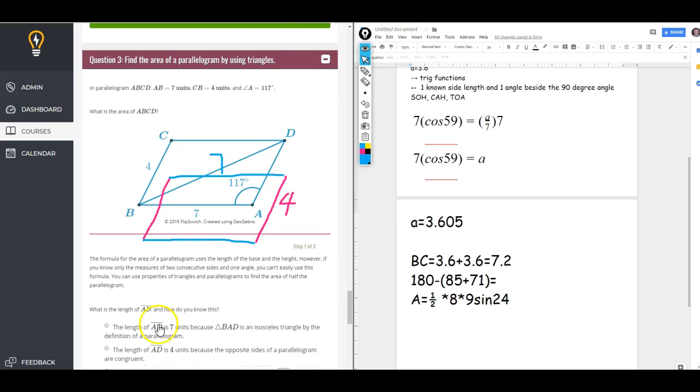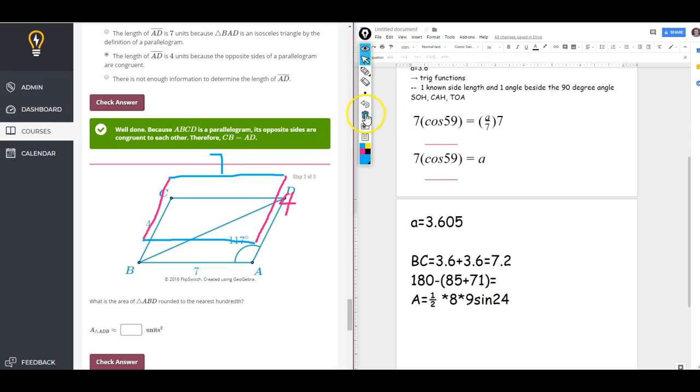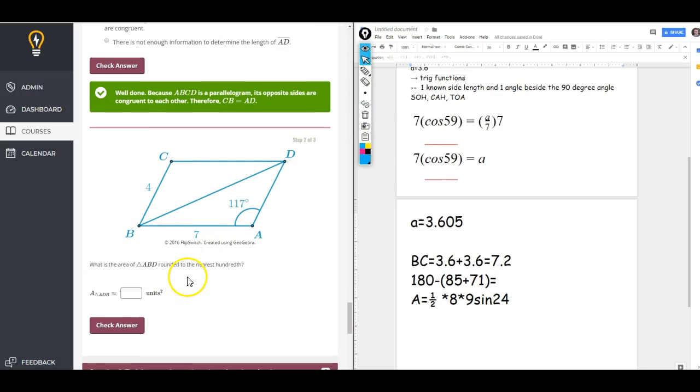So we would say that the length of segment AD is 4 units because the opposite sides of parallelograms are congruent. That is correct. And what is the area of triangle ABD right here, rounded to the nearest hundredth? I kind of fundamentally disagree with this step, because if you understand what this formula means, you would understand that the reason for this 1/2 is that it's only talking about half of a parallelogram or a rectangle or a square.